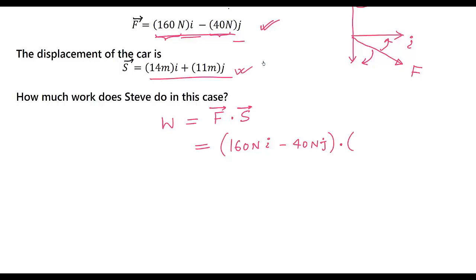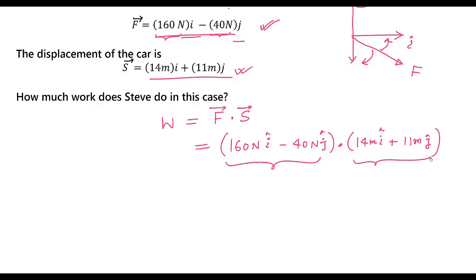Displacement, I know this term is displacement, that is 14 meter into i cap. So this is i cap, that is a unit vector in the x direction, j cap, unit vector in the y direction, plus 11 m, and this is j cap. So basically sometimes they write only j, or you can also write j cap. Both mean the same thing, that is unit vector in the y direction if I am writing j cap. Now I have to take the dot product. So I have one quantity here, another quantity here, and then I have to take the dot product.